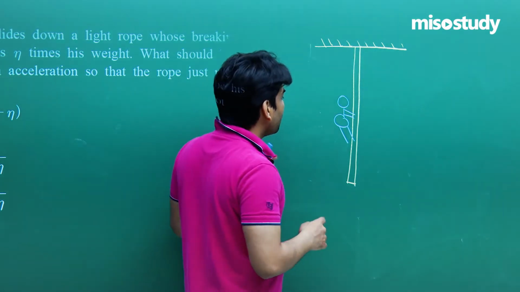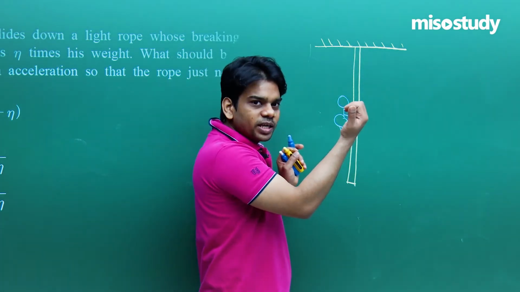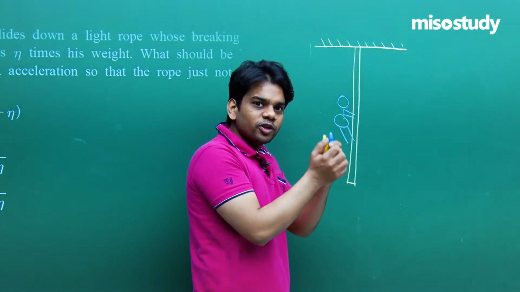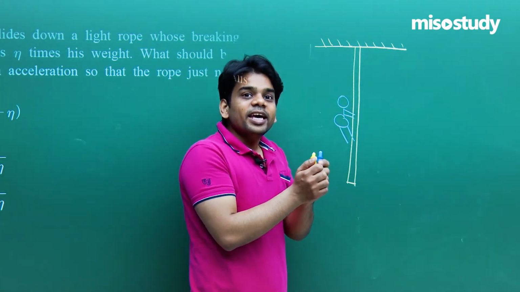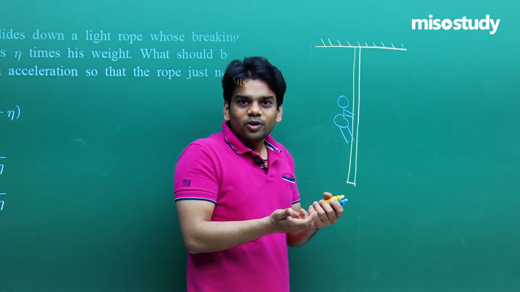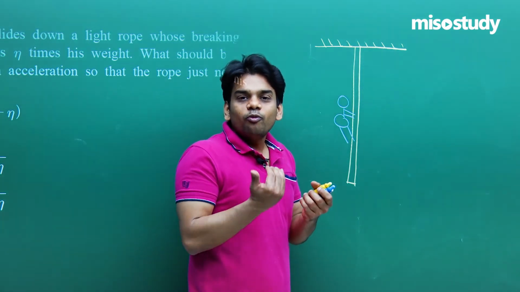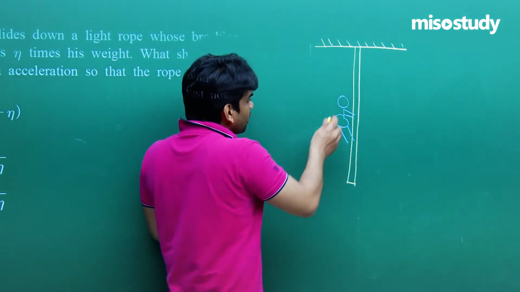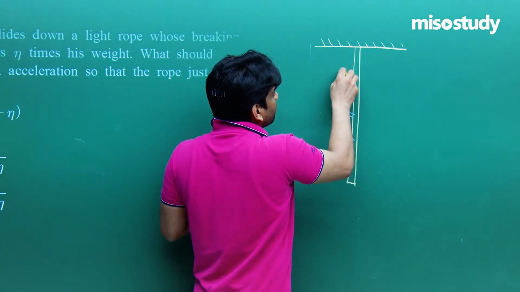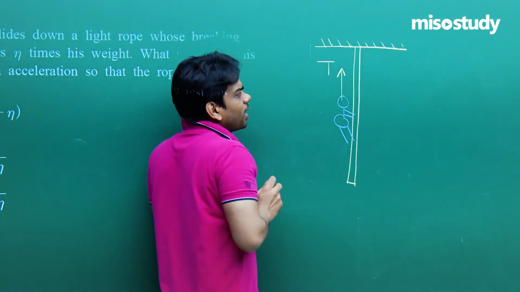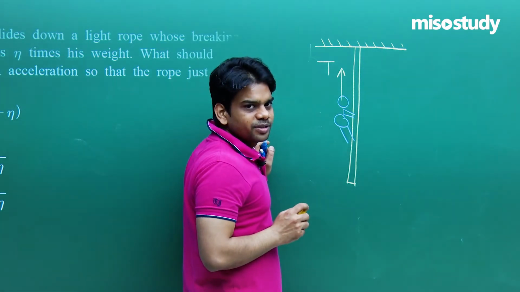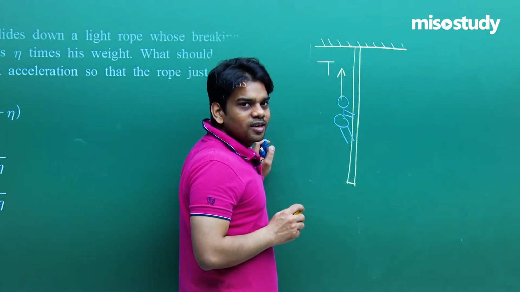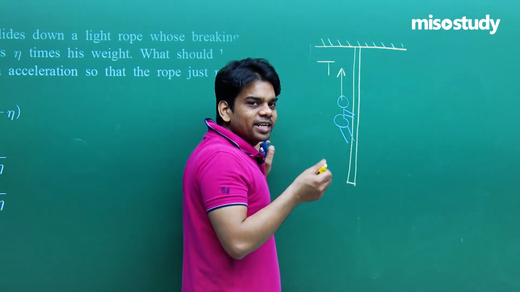Think here. First of all, the man will be pulling the rope downward. He is holding the rope, he is coming down, so he will be pulling the rope downward. In reply, from Newton's third law of motion, the rope will be pulling the man upwards. So this force on the man will be the reactionary force. I'm marking it as tension T, that will be acting due to the force that is actually created in the rope.